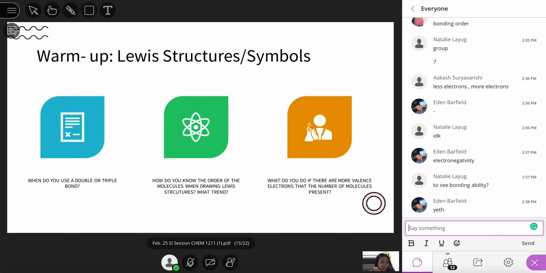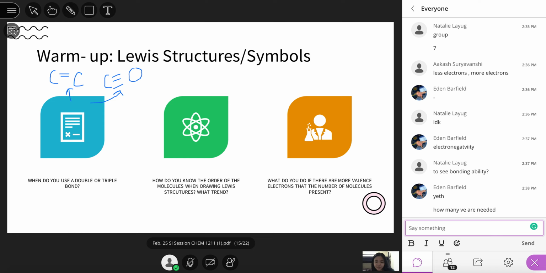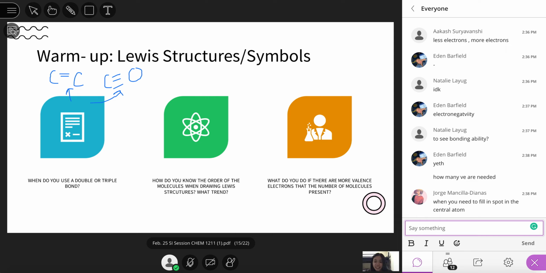Okay, next one. How do you know when to use a double or a triple bond? For example, you have C2, this is C3. How would you know when to use it? Or when do you use these? How do we know we should use a triple bond or double bond? How do we know it's time to use a bond like that when you're doing a Lewis structure? Because we don't always use single bonds, especially when you're using carbon and oxygen or carbon to carbon. There's always double, triple bonds sometimes. So how would we know? Yes, that's a part of it.